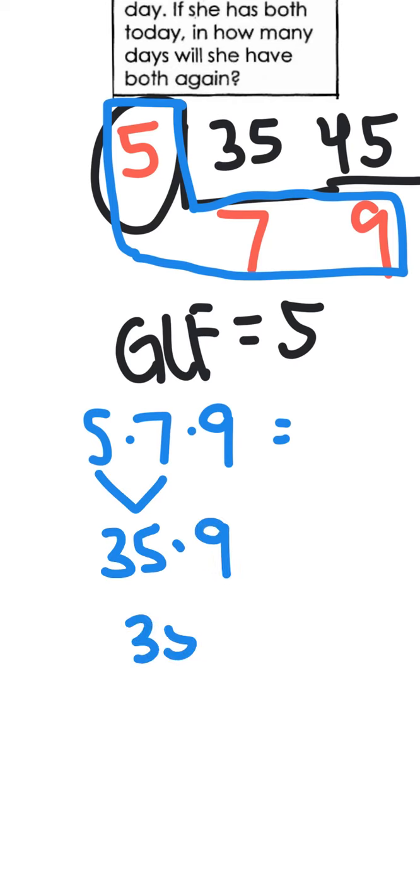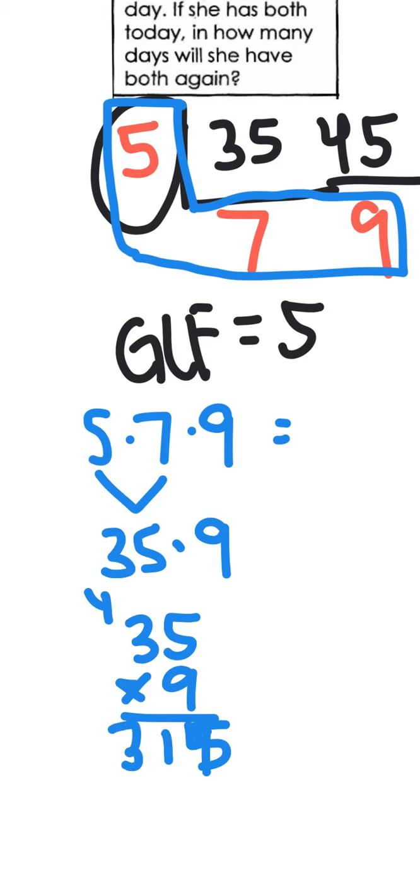And I can't do that in my head, so I'm going to work it out over here. 9 times 5 is 45. Whoa, I put a 4. And 9 times 3 is 27, plus the 4 that I carried over there, so it's going to be 31. So my LCM is going to be 315.